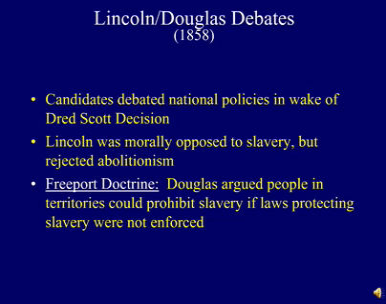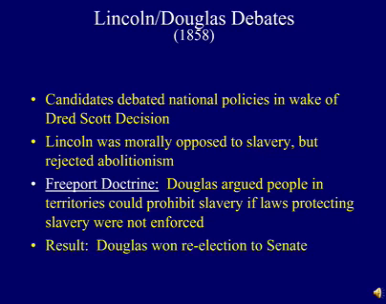At Freeport, Lincoln forced Douglas to admit that people living in the territories could effectively outlaw slavery by refusing to enforce laws in support of the institution. This was good enough for people living in Illinois, as Douglas won re-election, but it cost Douglas votes in the South when he ran for president in 1860.